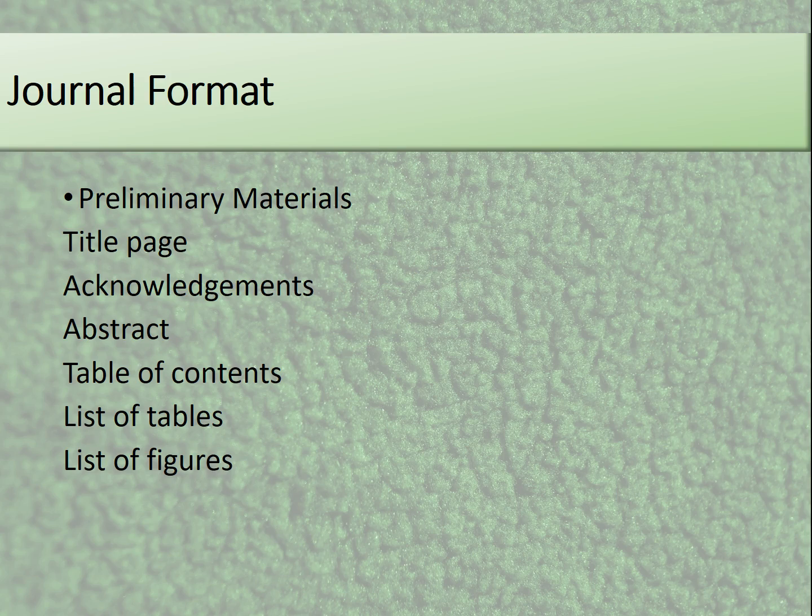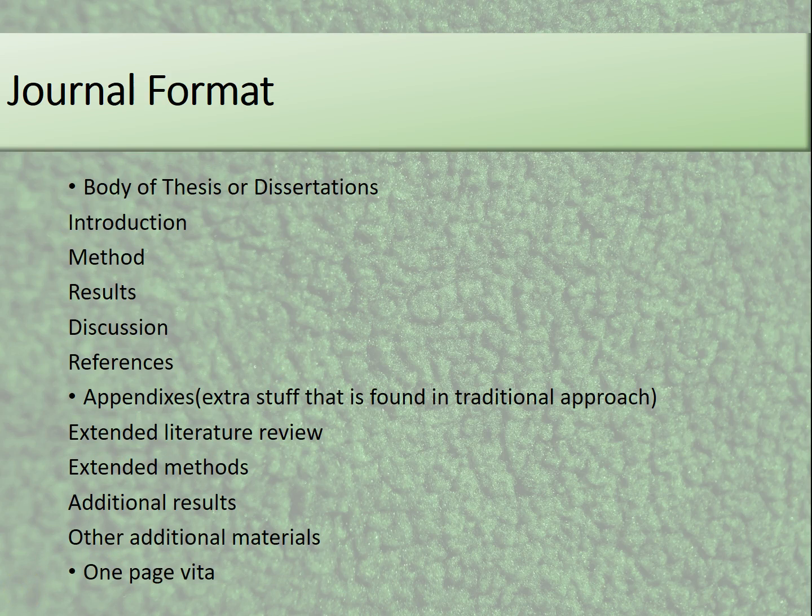Preliminary materials include such items as title page, acknowledgements, abstract, table of contents, list of tables, list of figures. The body of the thesis or dissertation is a complete manuscript prepared in journal form. Included are the standard parts of a research report, such as introduction, method, results, discussion, references.